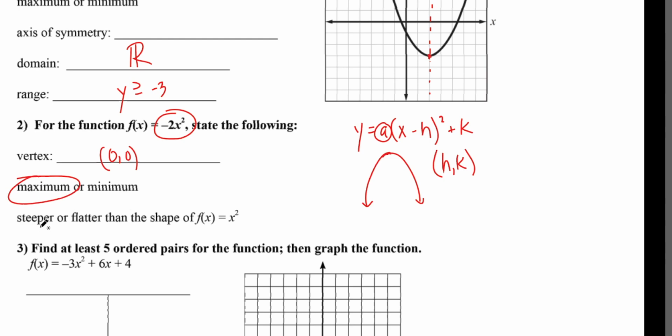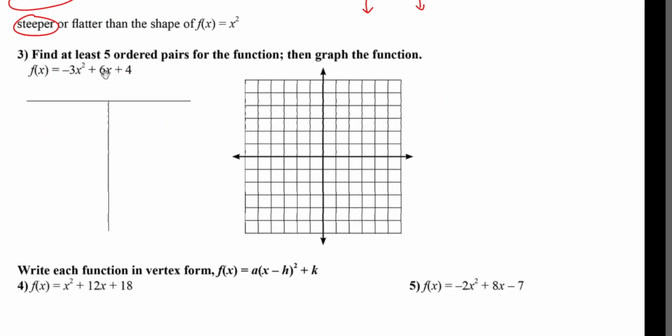Okay? Is it steeper or flatter? Well, where do we look for that? You look right here at the A. If it's what? Greater than 1, the absolute value, okay? Not considering the negative. But if you don't consider the negative, the absolute value is what? It's greater than 1, so it's steeper, okay? And I know some people say, well, -2 is less than 1. But we're looking at the absolute value of it, okay? All right, make sense?